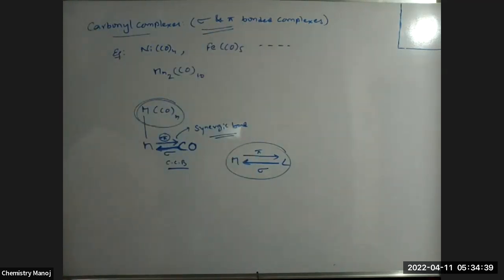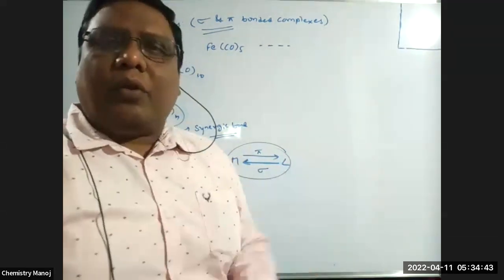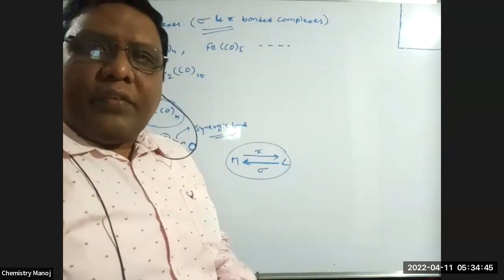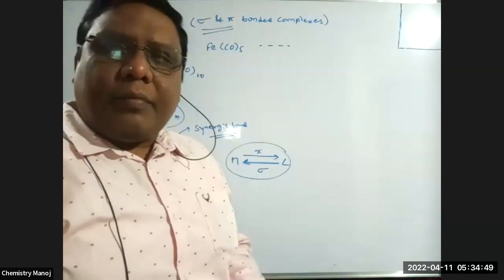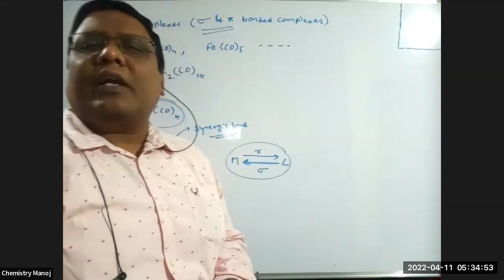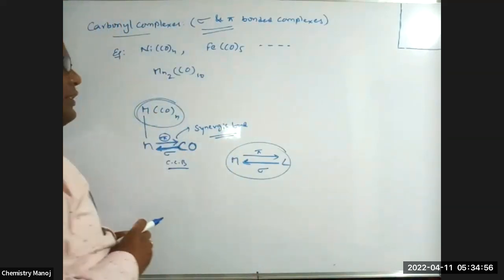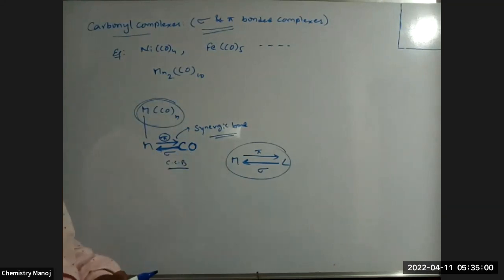This type of bond happens only if the ligand is carbon monoxide. If the ligand is carbon monoxide, then only this type of bond exists. That is why carbonyl complexes are sigma pi bonded complexes. So why, sir? Why is this happening? See here.